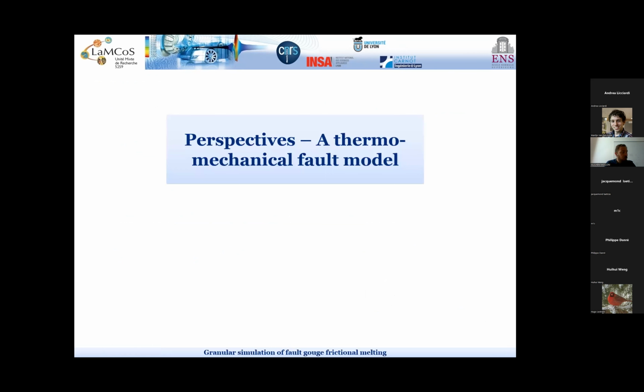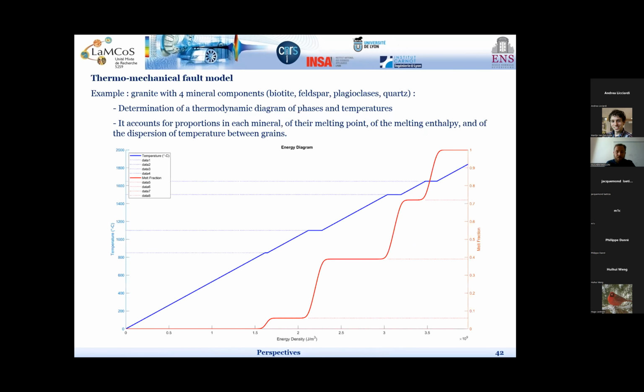I will finish on a few perspectives on this work with the building blocks of a thermomechanical fault model, which would account for all this complexity in a more simplified manner. And for this, we can consider, for example, the case of a granite with 4 mineral components. And each of its components has its own melting point and also its own proportion in the mixture, in the granite. And this allows us to build a thermodynamic diagram of phases in the granite.